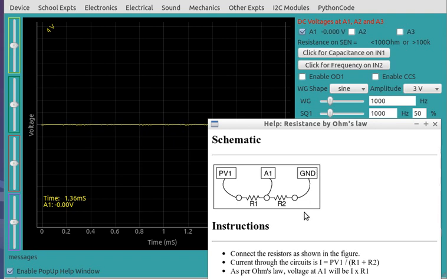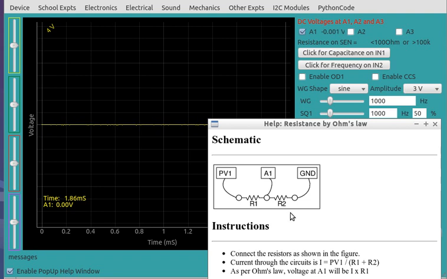Here we cannot measure current directly because ExpEYES doesn't have an ammeter. But suppose you know the value of R2, say R2 is 1 kilo ohm, and you measure 1 volt on A1, that means the current is 1 milliampere. So we'll use this relationship and study the current through R1 and the voltage drop across R1.